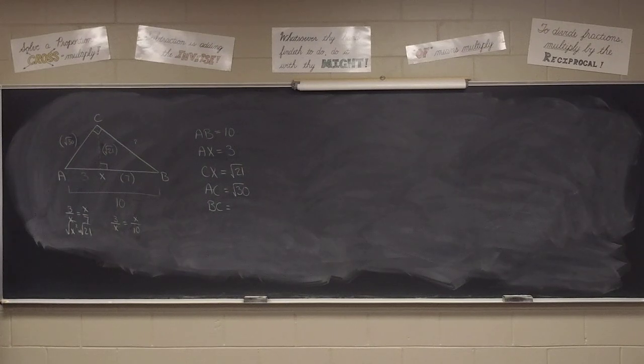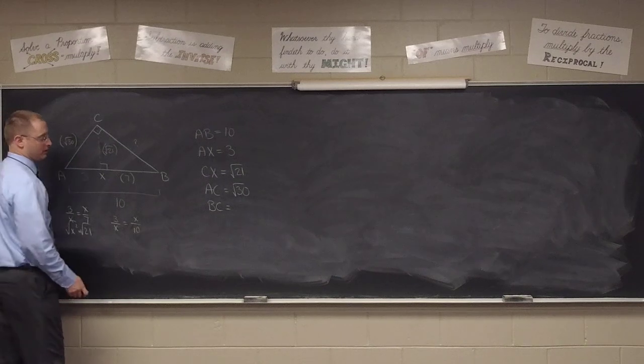And once again, we're finding a leg. So once again, we need the proportion: segment is to leg as leg is to hypotenuse. Chris, this time, how do we plug in the values?